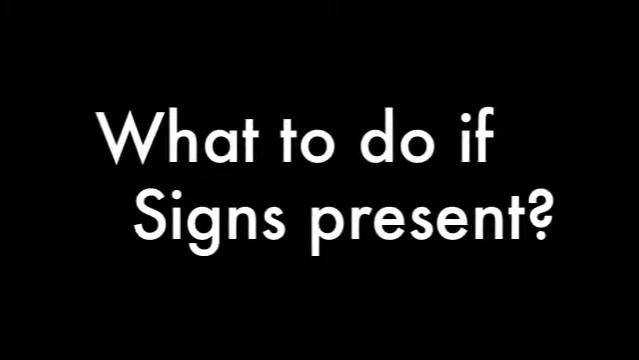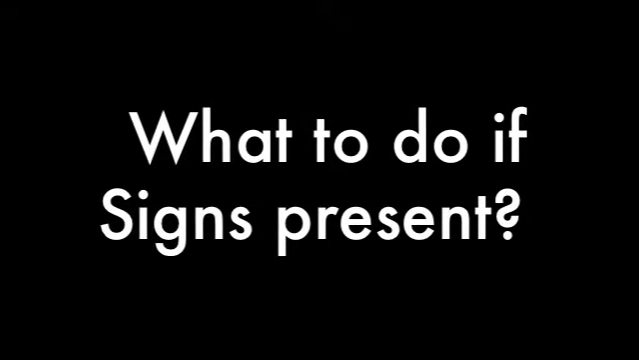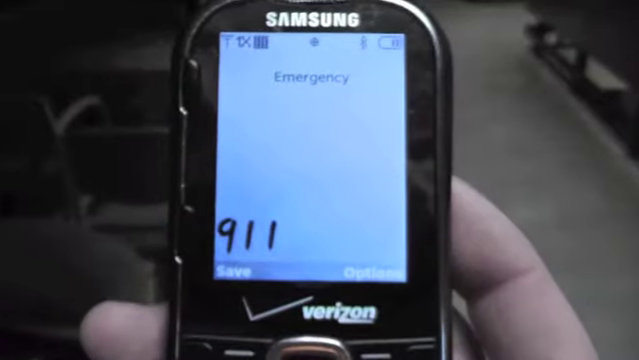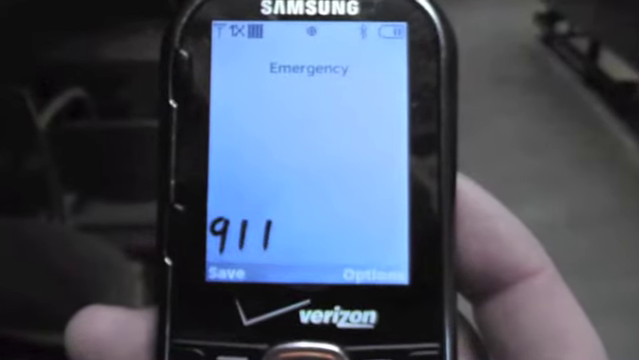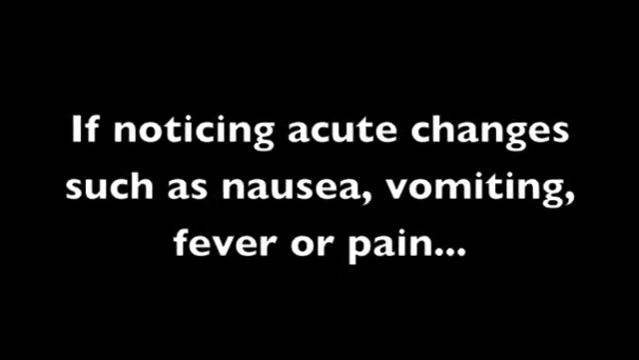Signs of infection. Signs of infection are redness and swelling to the shunt path or fever. What to do if signs present? If unconscious or has an altered mental status, immediately call 911. If noticing acute changes such as nausea, vomiting, fever, or pain, contact your primary care physician for any further questions.